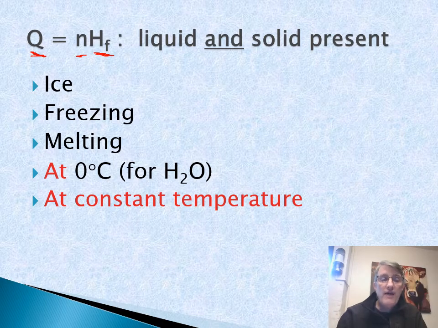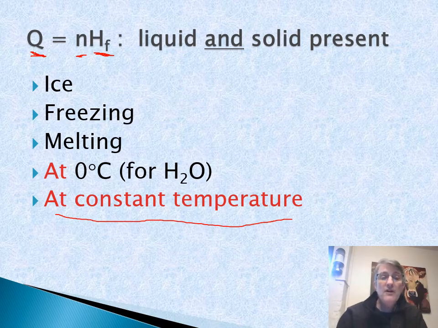For water, that's going to happen at 0 degrees. Everything is going to be at constant temperature, so there's no delta T. Sometimes you can look in the problems to see if it says ice or if it's freezing or melting. And that's this relationship.